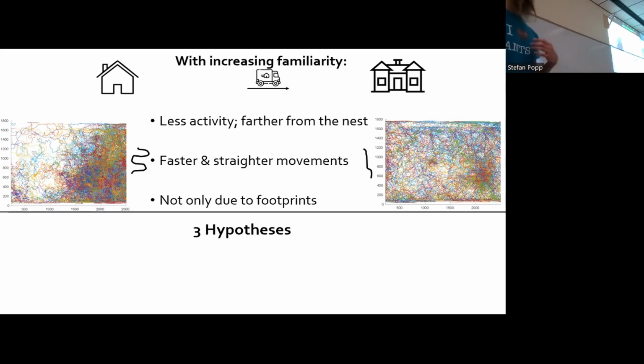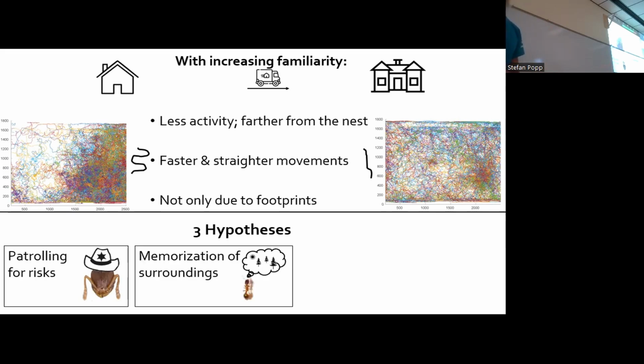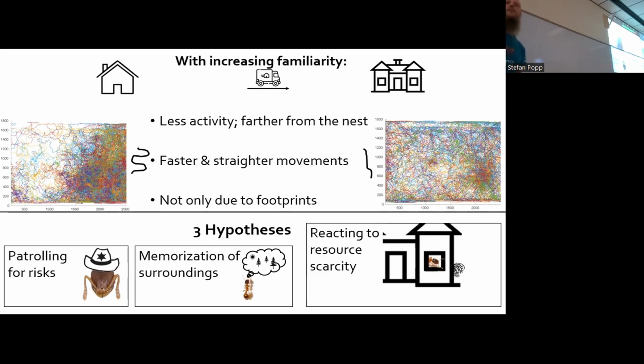There are at least three non-mutually exclusive hypotheses. One is that in the beginning, the ants are patrolling for risks, maybe for other intruders that might want to steal their brood closely around the nest, or they are memorizing their surroundings in order to know where to go and how to come back home. Or maybe they are reacting to resource scarcity, so that over the 3 days, they know that there is no food to be found, so they just spread out and fewer even try to get food.